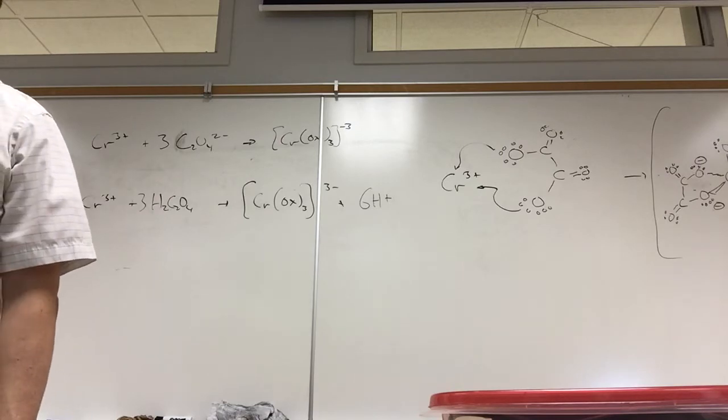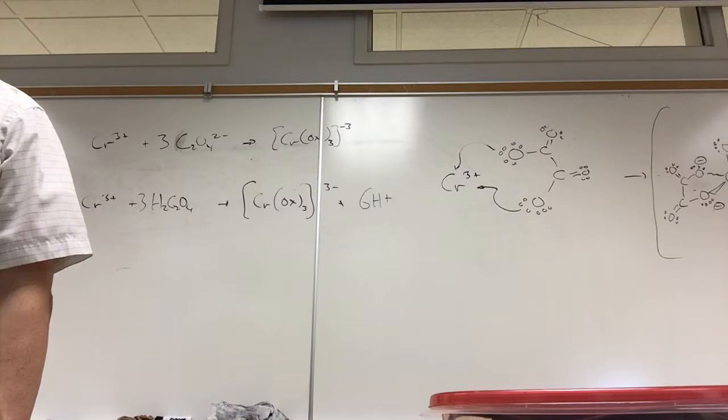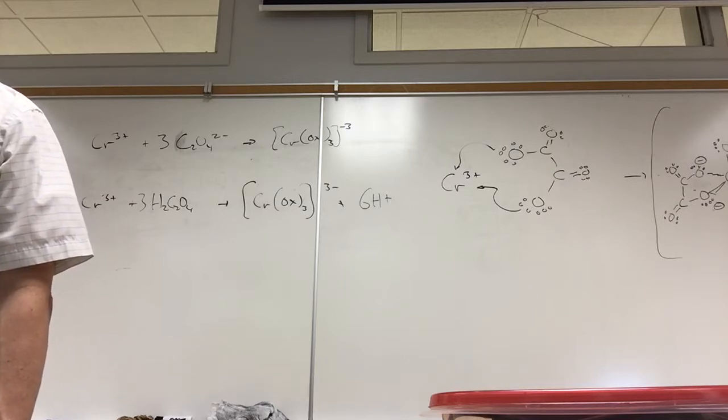Because when people calculate the limiting reagent, they'll see, oh, it's the oxalate that's the limiting reagent, or the oxalic acid is the limiting reagent, not the dichromate. Actually, did anybody do that? The calculation for the limiting reagent?